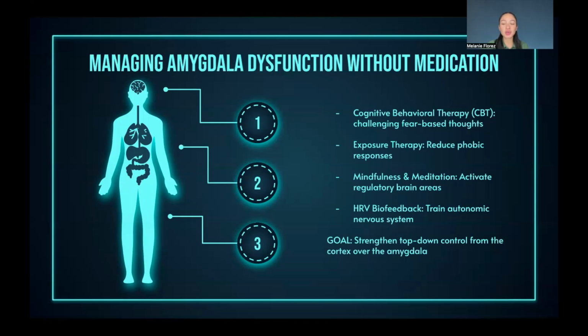Mindfulness and meditation train individuals to observe their thoughts and emotions without judgment, activating the prefrontal cortex and reducing amygdala activation. Exposure therapy gradually desensitizes the brain to fear stimuli by safely reintroducing them in controlled environments, retraining the amygdala to recognize when danger is no longer present. Lastly, heart rate variability biofeedback uses breathing and monitoring to enhance vagal tone and parasympathetic activity, calming the emotional brain and improving emotional regulation.